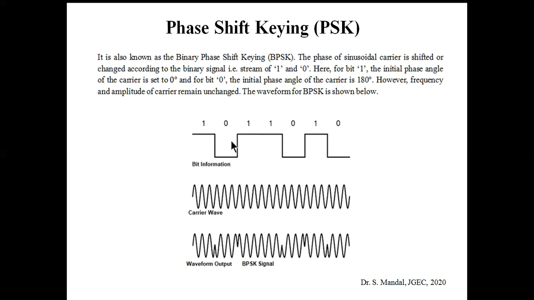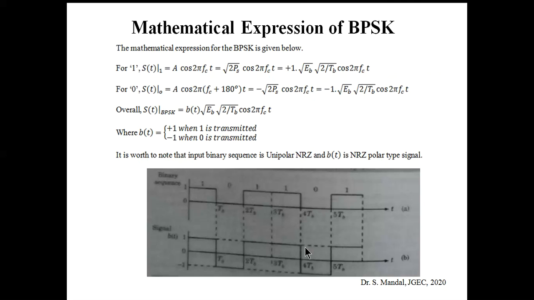And again, when 1 starts, the corresponding phase angle will be 0 degree. As there are two consecutive bits as 1, there will be no phase shift between them. So like this, the BPSK property will be maintained. That means if there is 1, no phase shift. If there is 0, 180 degree phase shift. That is the property or rule of the BPSK.